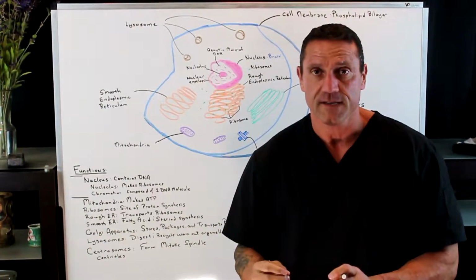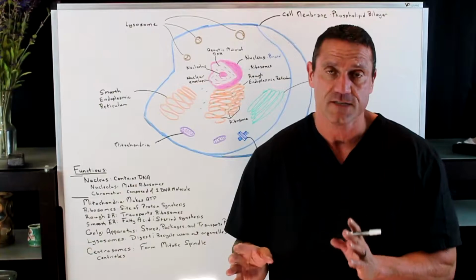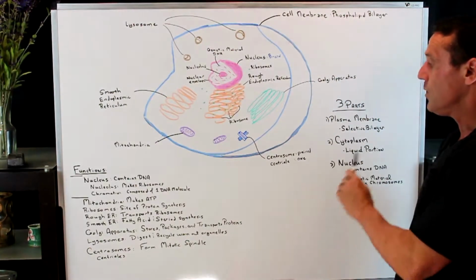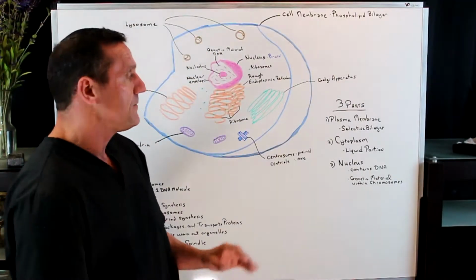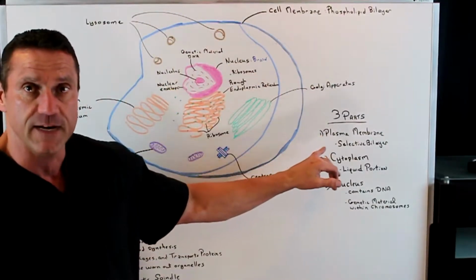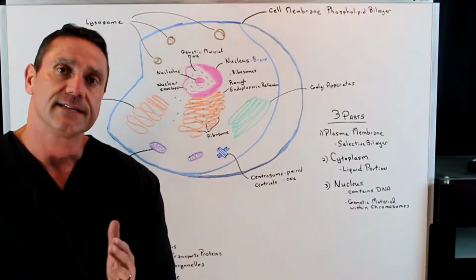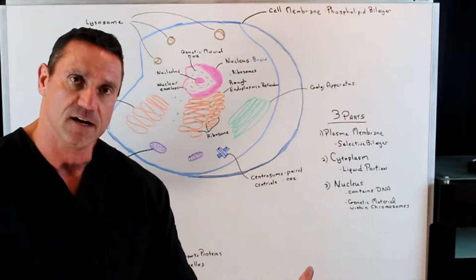I want to go over the parts of the cell and the organelles. Now when you talk about the cell, there's three main parts that you have to know. One, it has a selective barrier. It's a phospholipid bilayer, and that is the plasma membrane. It's selective. It lets some things in, some things out.